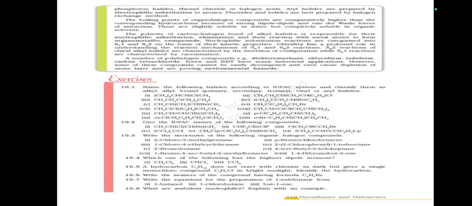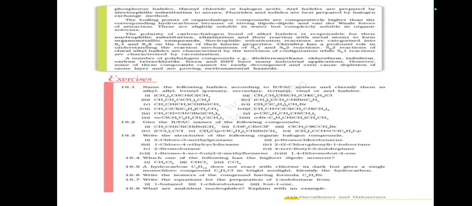Aryl halides are prepared by electrophilic substitution of arenes. Fluorides and iodides are best prepared by halogen exchange method. The boiling points of organohalogen compounds are comparatively higher than the corresponding hydrocarbons because of strong dipole-dipole and van der Waals forces of attraction. These are slightly soluble in water but completely soluble in organic solvents. The polarity of the carbon-halogen bond of alkyl halides is responsible for their nucleophilic substitution, elimination, and their reaction with metal atoms to form organometallic compounds.